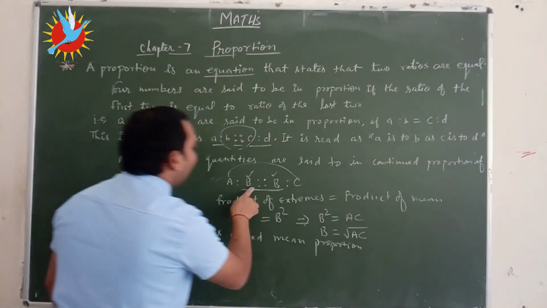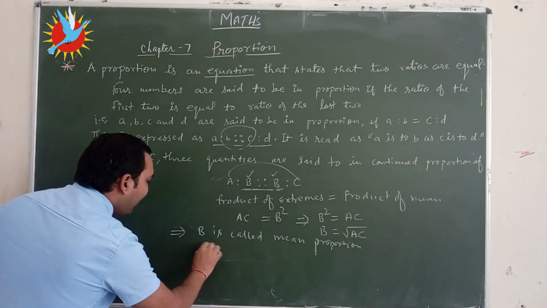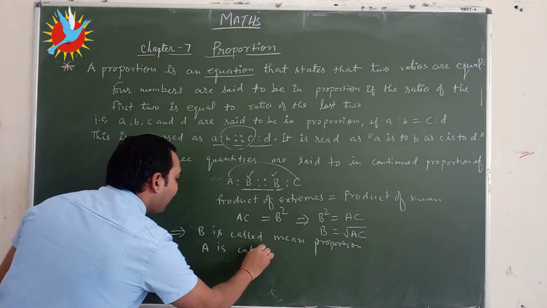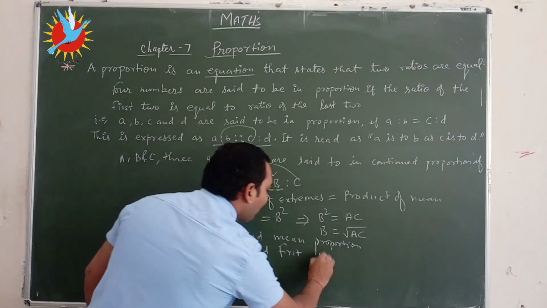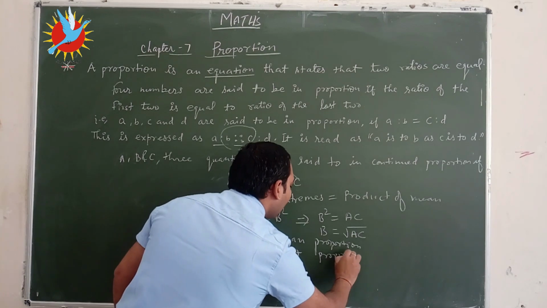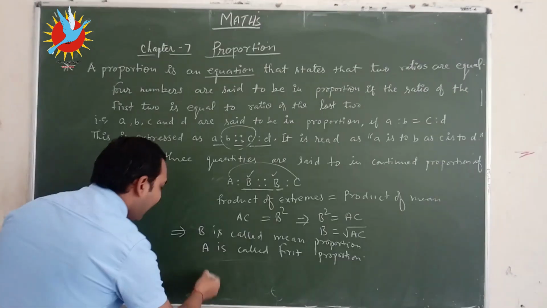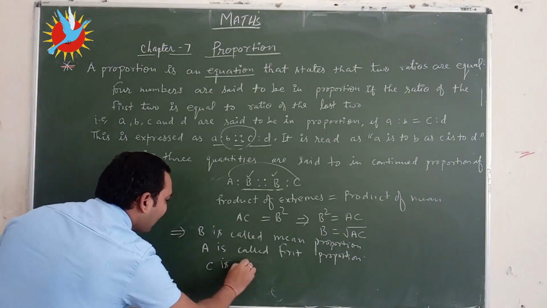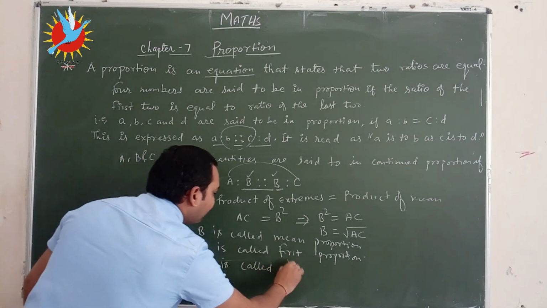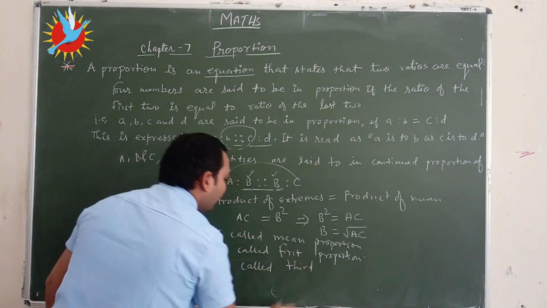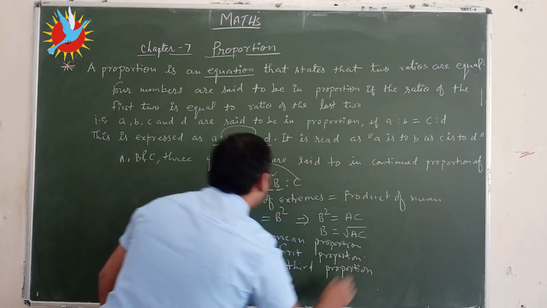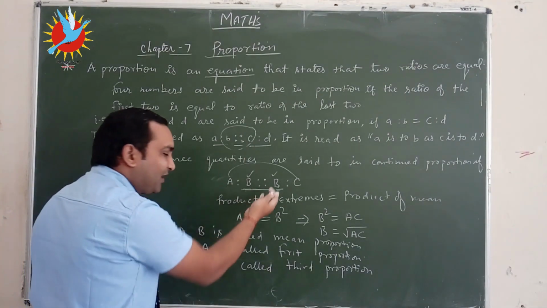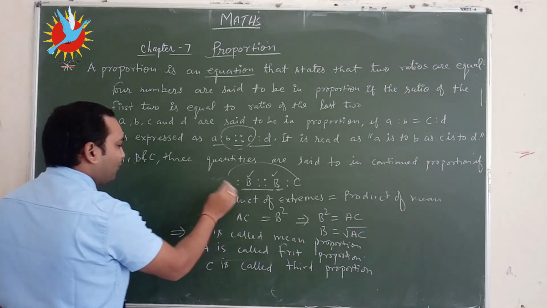B is called the mean proportion. A is called the first proportion, and C is called the third proportion. You can write either in capital letter or small letter, no matter.